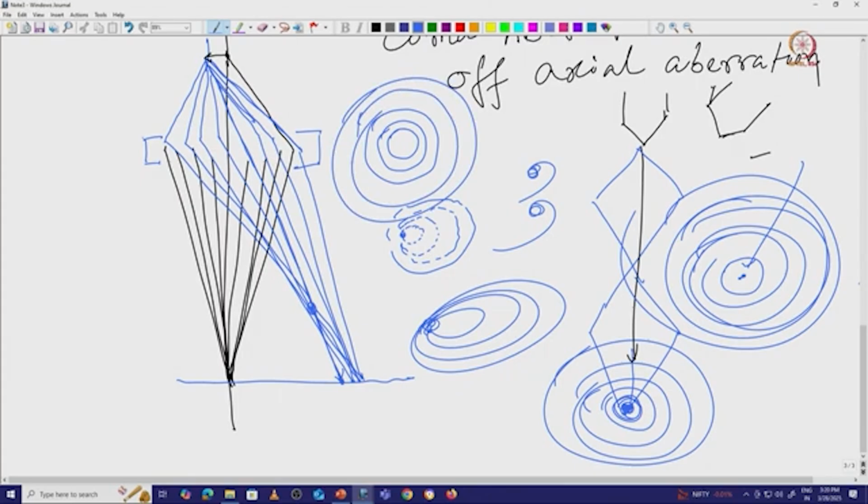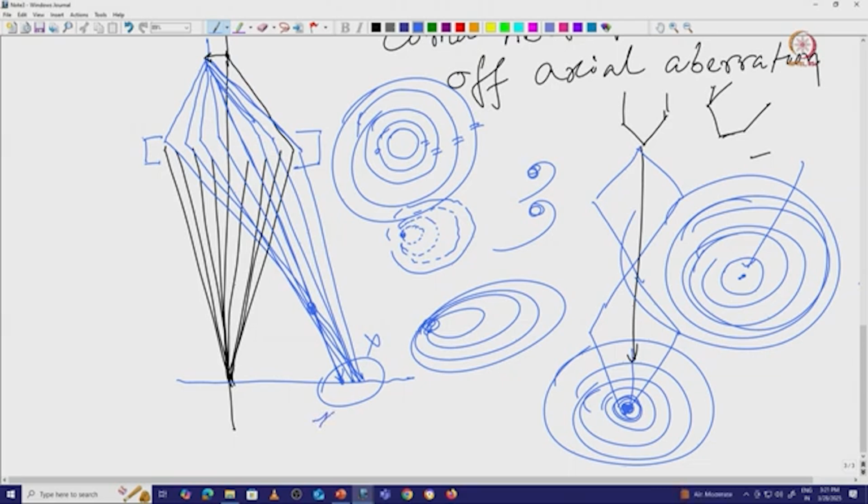So if we have a coma aberration, what will happen? You cannot see those rings anymore in your power spectrum. You will see only a bright center spot. That means there is some kind of alignment issue, and our signal is so poor because of the coma.